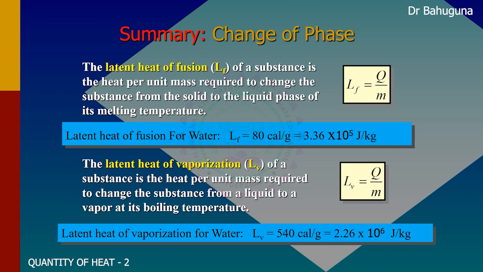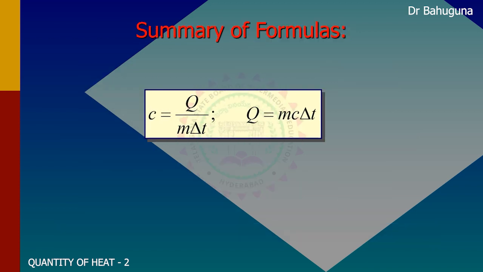Now, what is the latent heat of vaporization of a substance? It is the heat per unit mass required to change the substance from liquid to vapor form at its boiling temperature. In the case of water, its value is 540 calorie per gram, and the formula for latent heat of vaporization is Q by M. Q is the quantity of heat, M is the mass. And if there is a change of temperature, I am saying always the formula is Q is equal to mc delta T, or c is equal to Q by m delta T.